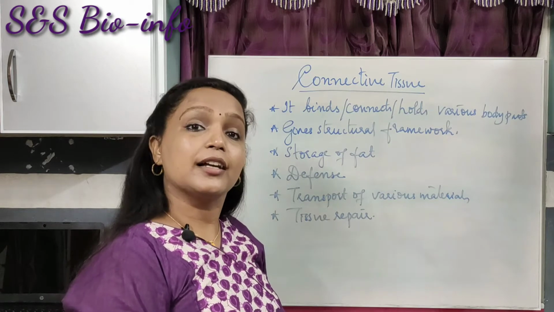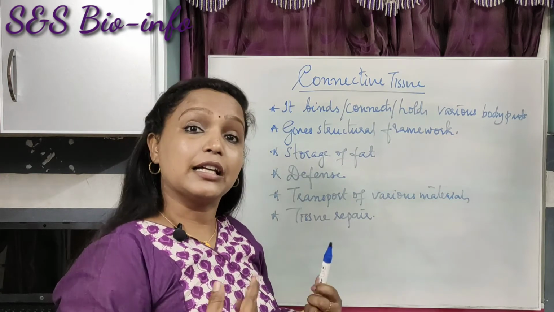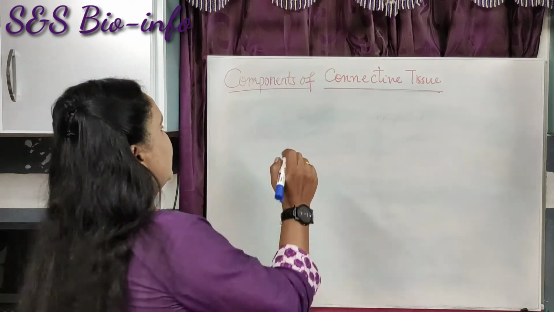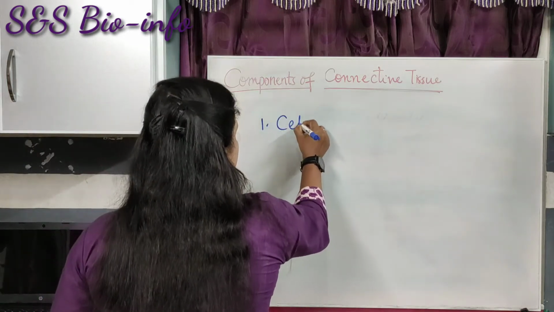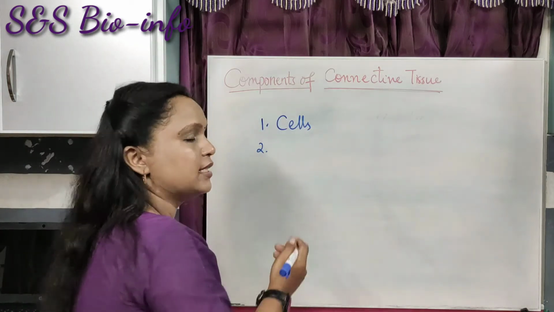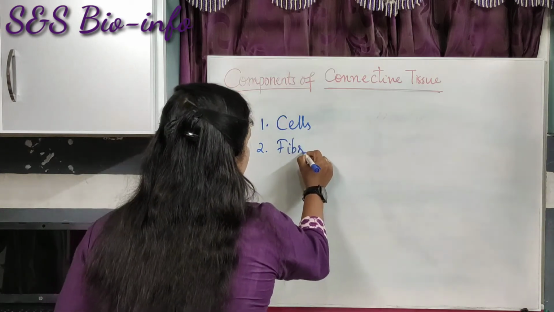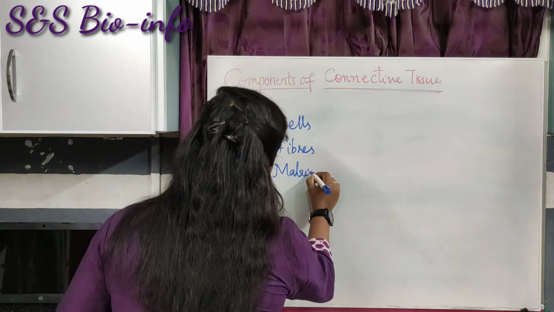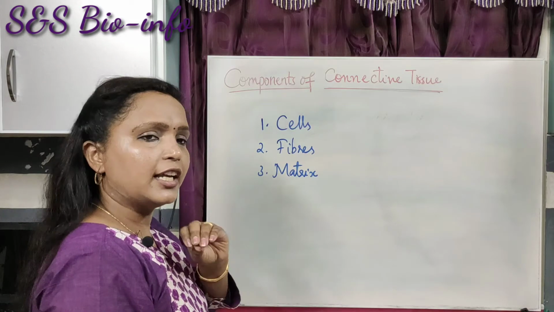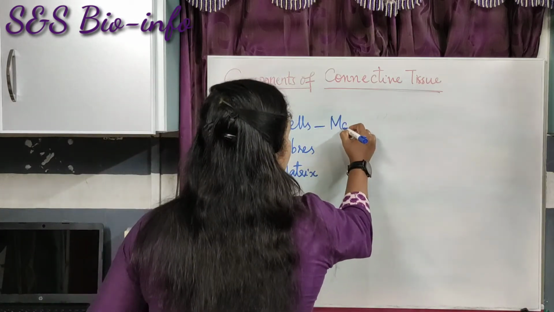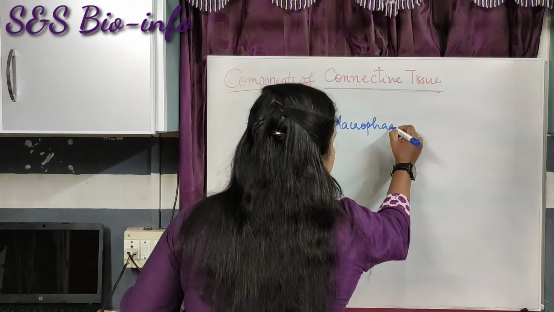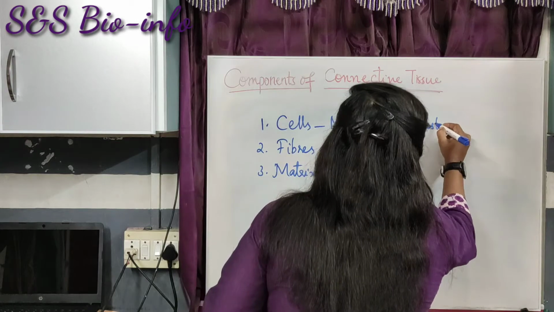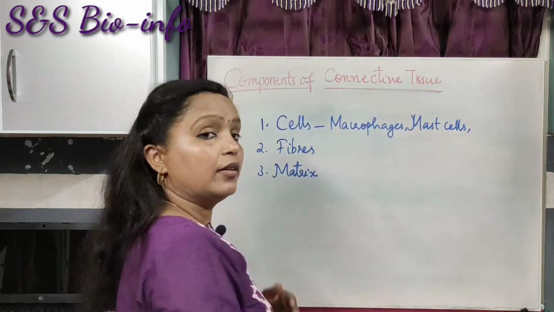Now let's study the components of connective tissue and the classification of connective tissue. The connective tissue has three components such as cells, fibers and matrix. The cells are of three types. Those are macrophages, mast cells and fibroblasts.